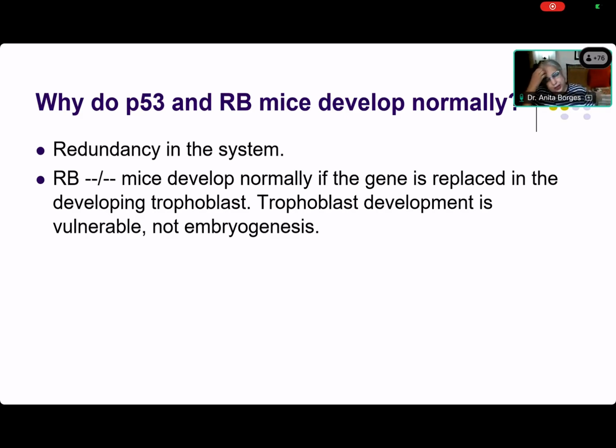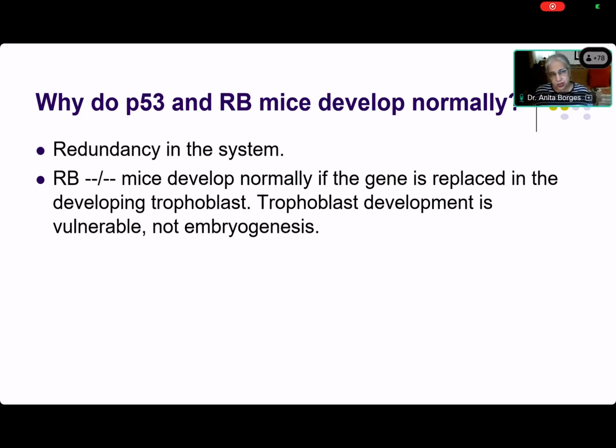So the RB gene is very crucial in the development of the placenta. If you allow that placenta to develop, then the embryo has no problem in developing, and it develops into a completely normal embryo. Okay, it's all about redundancy in the system.